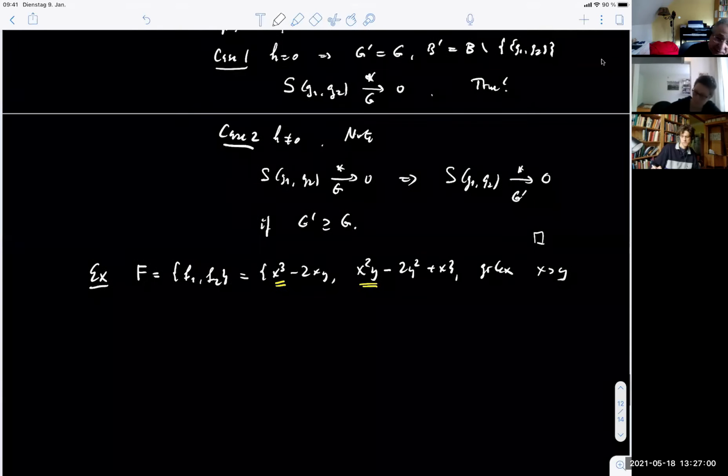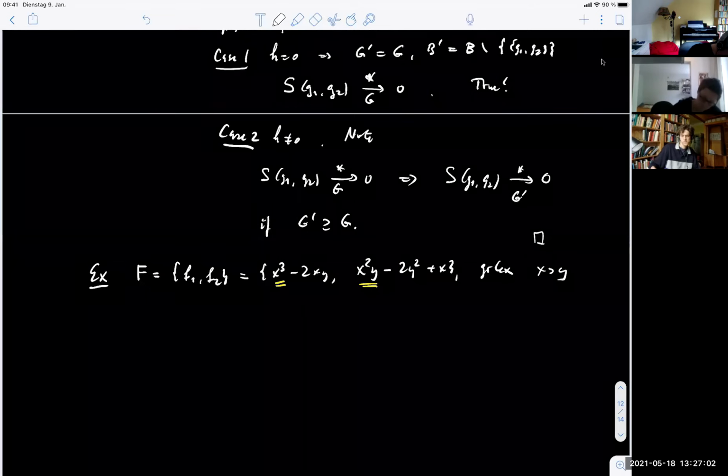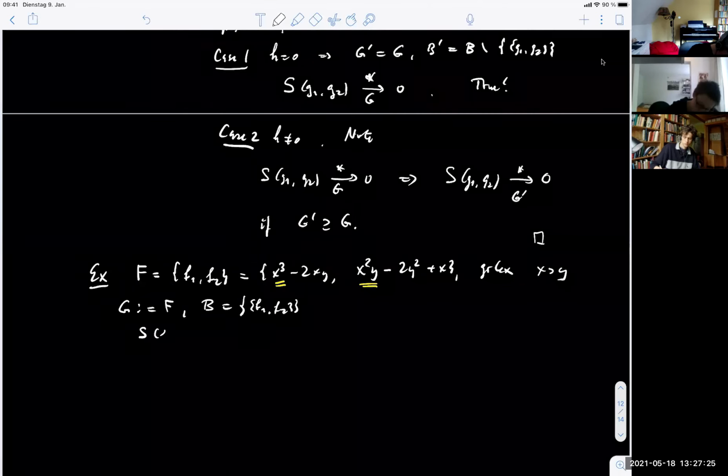Okay, so let's trace the algorithm. At the beginning, G is f. Maybe let me write it differently. At the beginning, G is f. B just has one pair, f1, f2. I compute the S polynomial. So it's very easy to compute.